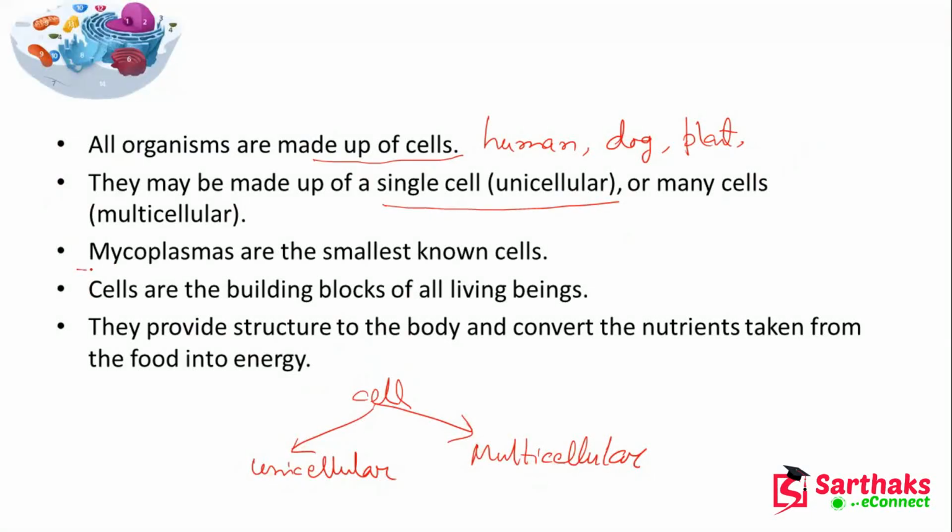So which one is the smallest known cell? Mycoplasmas. These are the smallest known cells. So cells are the building blocks of all living beings. We know that to provide the structure of the body and to convert the nutrients taken from food into energy, the cells are doing a lot of functions. So from the nutrients, whatever we are taking as food, for the energy conversion we also require the cell. So there are a lot of functions of the cell that we will study.